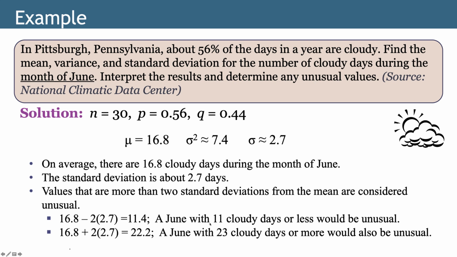So a June with 11 cloudy days or less would be considered unusual because it falls below that. And a June with 23 cloudy days or more would be unusual. So we can tie this back into chapter 3 and how we kind of determine outliers and all that. So again, that's kind of the power here and some of the things we want to do. So there you go. That's an overview of chapter 5. A lot of stuff there, but hopefully that helps.